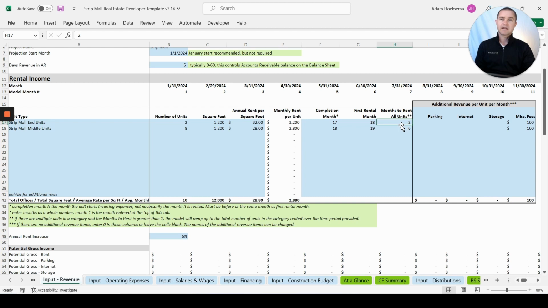And then here you can add in assumptions about how many months it is going to take to rent out all of these units. So as a default, I said 2 months for the end units because they're probably going to be most popular, and 6 months to rent out all the middle units.